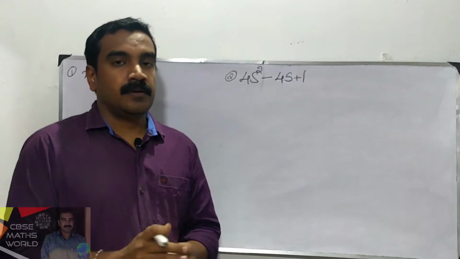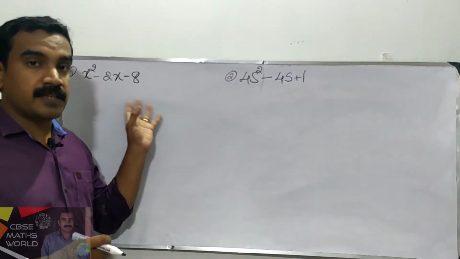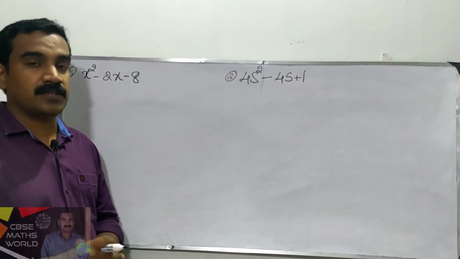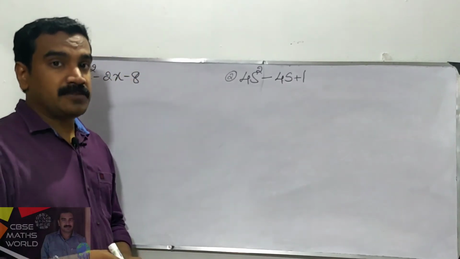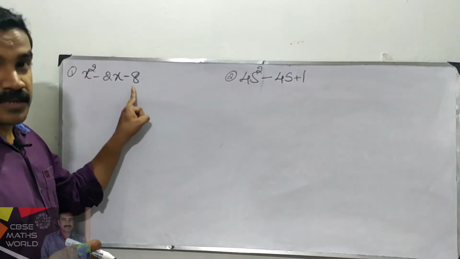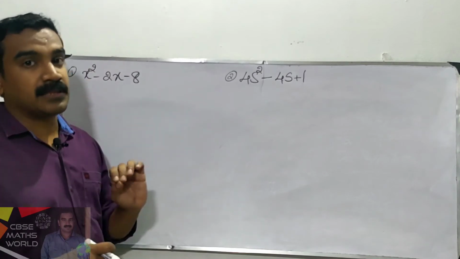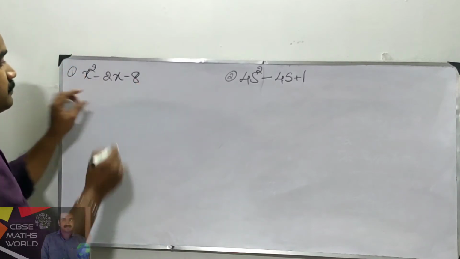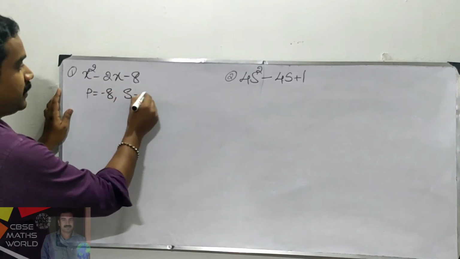Okay, exercise 2.2, first question. First question is we want to find the zeros and verify the relationship between the zeros and the coefficients. So look at the first question, x square minus 2x minus 8. Here the coefficient of x square is 1. So one easy method we can use. The product is minus 8 and the sum is minus 2.